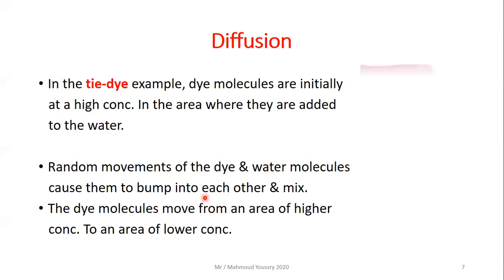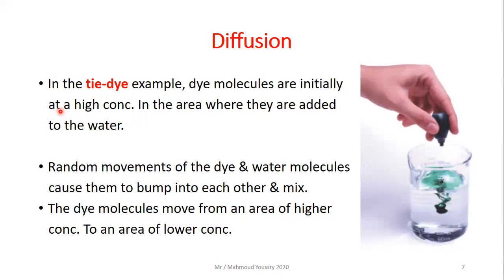Okay, then we move to another example to illustrate the meaning of diffusion and the molecules moving, colliding, and scattering. This is named the tie-dye example. The dye molecules, the coloring or the ink molecules, are initially at high concentration in the area where they are added to the water. Once you drop a droplet of this ink or coloring or dye, the first drop that enters the water has the highest concentration of the dye. Then random movements of the dye and water molecules cause them to bump into each other and mix.